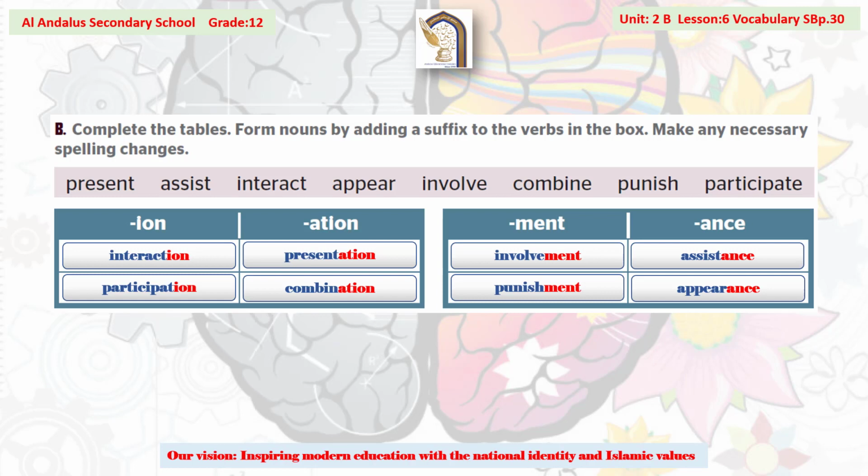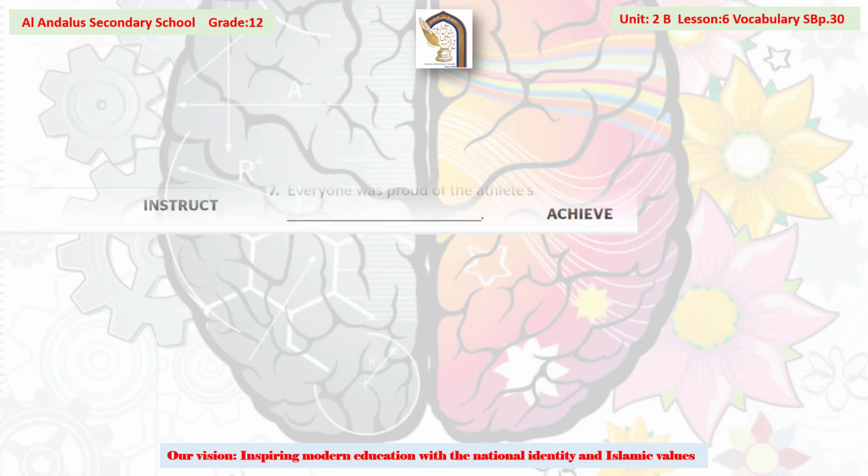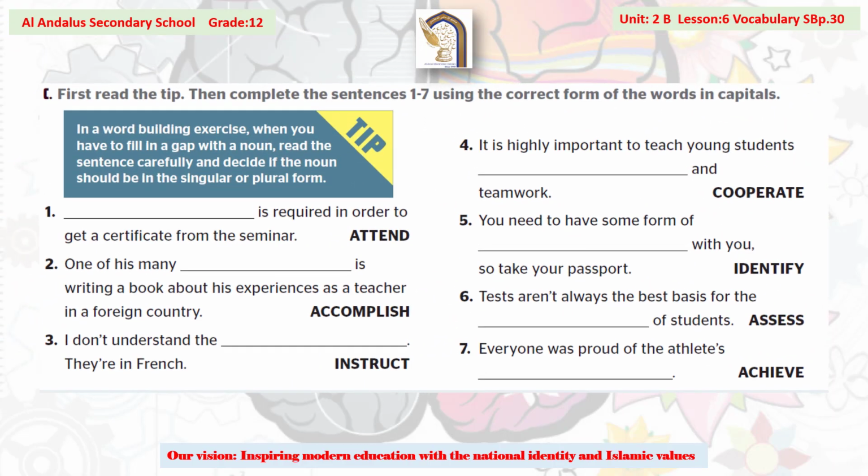Now let's go ahead to deal with our following exercise, in which we are going to change verbs into nouns and use them to fill in gapped sentences. Let's go to our task. Again, gentlemen, this is exercise C on page 30. Now, as I have explained before, first read the tip, then complete the sentences 1 to 7 using the correct form of the words in capitals.